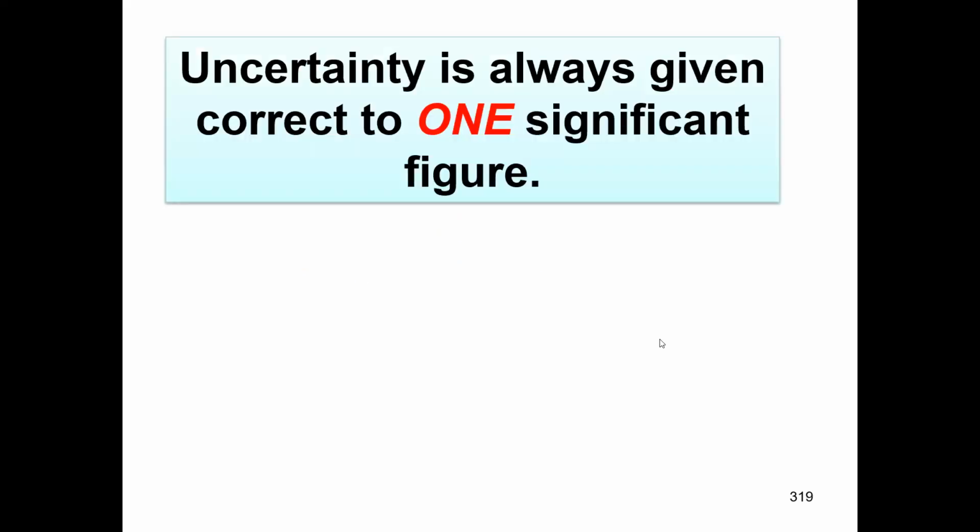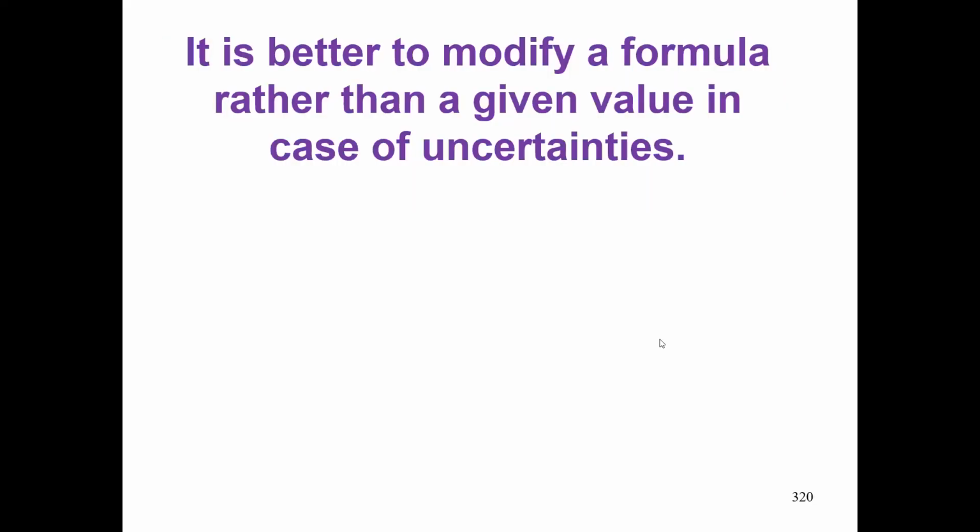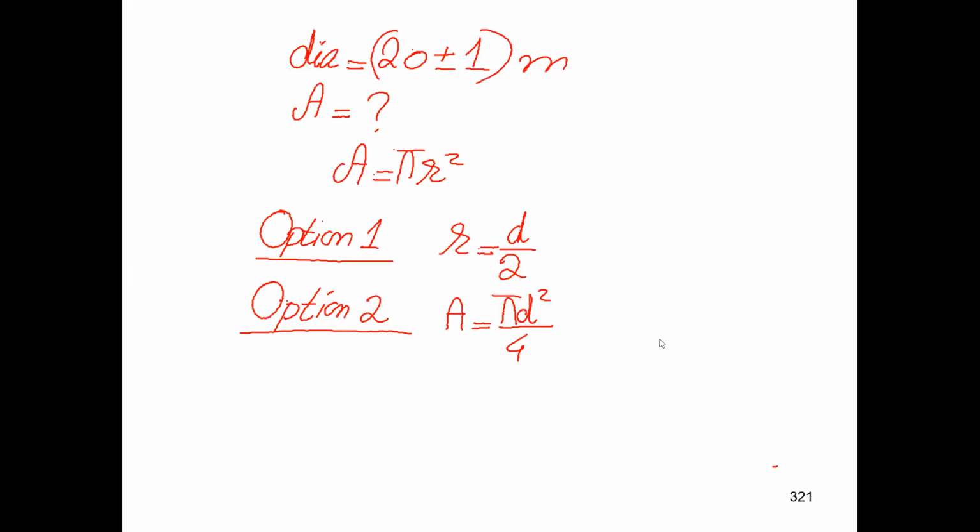We already mentioned in our last class a very important concept, that uncertainty is always correct to one significant figure. Now, our third concept for today: when you are doing a calculation on uncertainty, it is better to modify a formula rather than a given value. For example, look at this example. Diameter is given 20 plus minus 1, and we want to find the area. The famous formula is area equals pi r square.